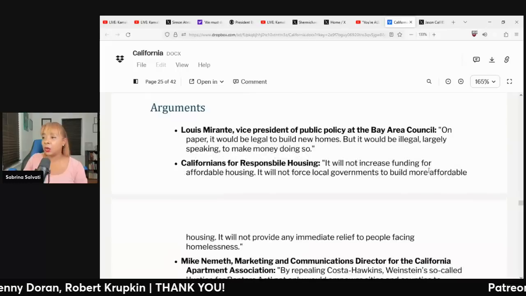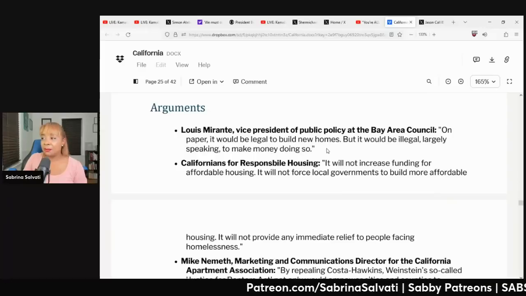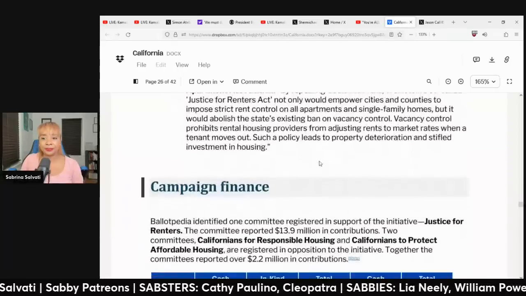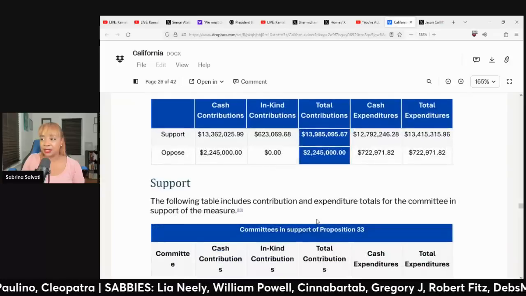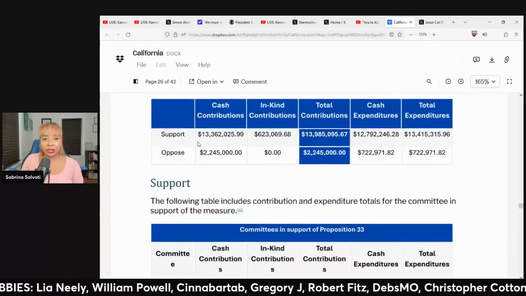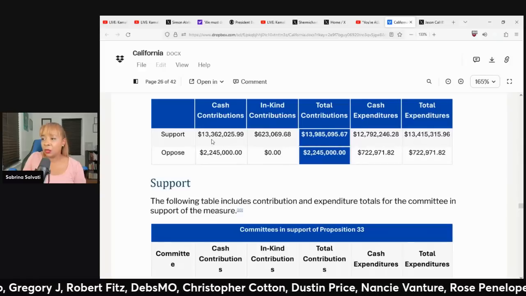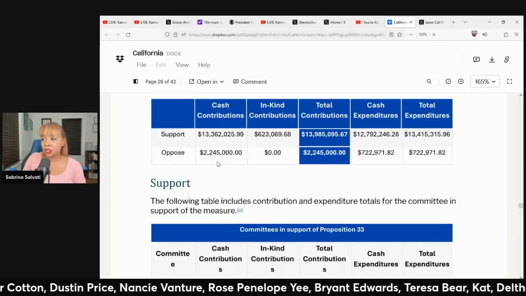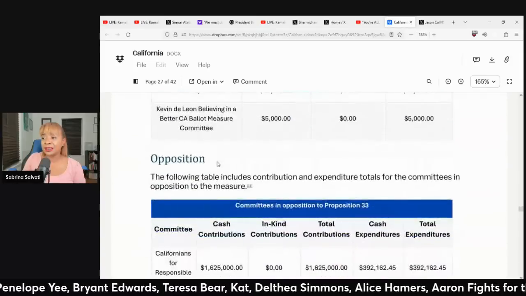That's interesting. Here's one of the arguments. It says on paper, it would be legal to build new homes, but it would be illegal, largely speaking, to make money doing so. So here we go with the housing situation again, right? And I want to show you how much money has been spent for this measure, because this usually can give you an idea whether or not it's going to pass. It appears there's been over 13.3 million spent to support this measure and over 2.2 million to oppose this measure. So that's interesting. We'll see if that passes in California.